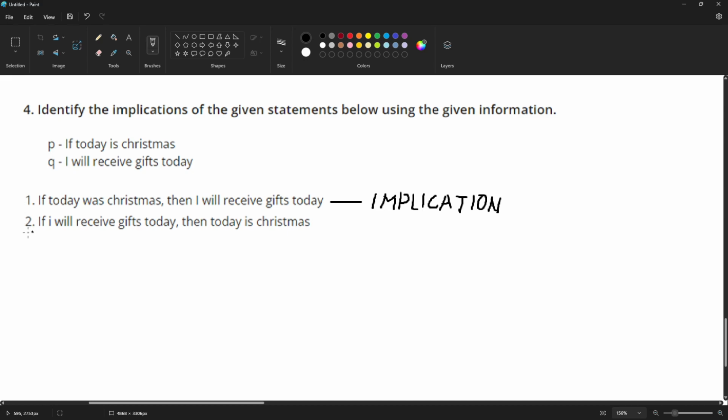So, for the second statement, the first phrase represents Q, and this word represents the implication symbol, and the second phrase represents P. Therefore, this second statement is read as Q implies P, and therefore this is an example of a converse.